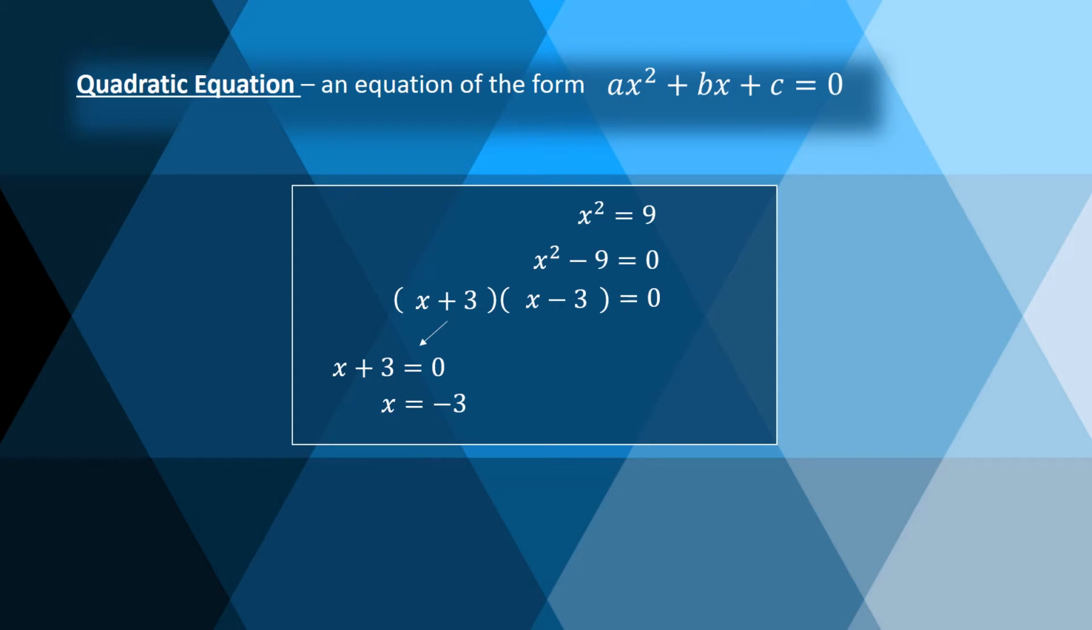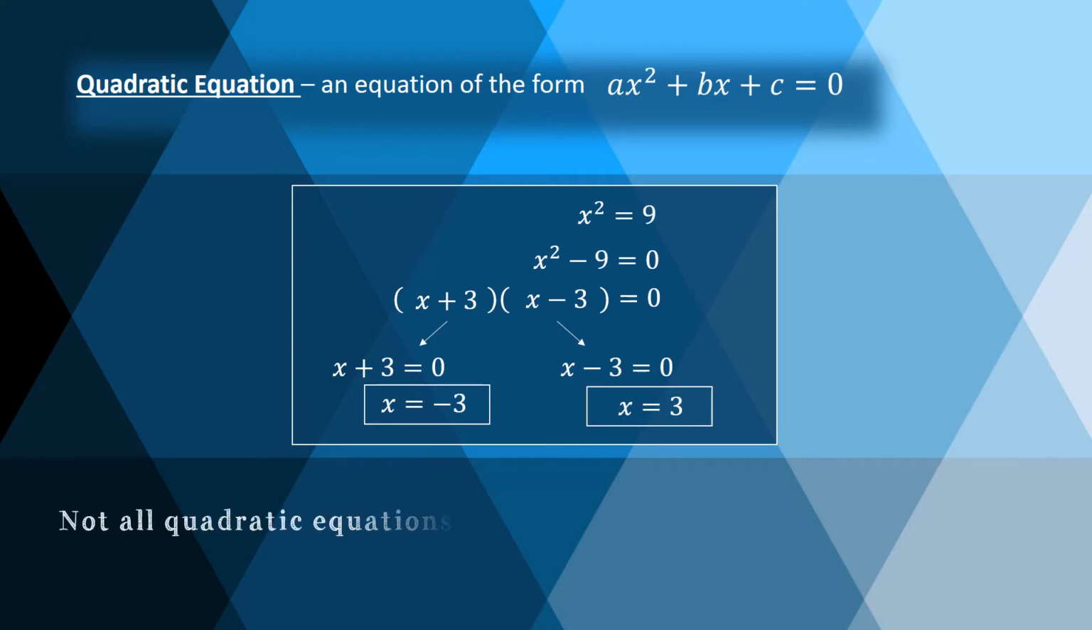Now there's another possibility, and that'd be the other binomial of x minus 3 equals 0. Again, we isolate x by adding 3 to both sides, and we find x equals 3. In this case, we had two possible solutions. Now, not all quadratic equations can be solved by factoring. Let's explore.